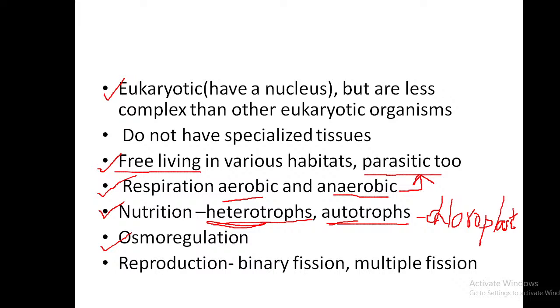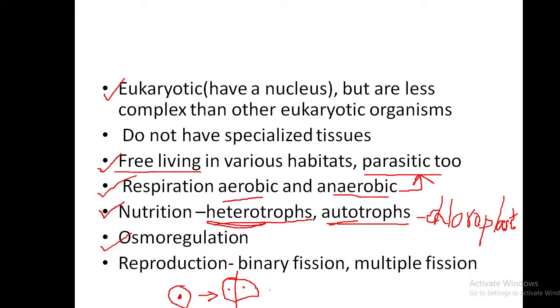Yes, most of the protists reproduce by binary fission. In binary fission the cell will undergo division. If this is a cell, this is the parental cell and you have a nucleus. It is a single cell. In this, a cleavage occurs and it will divide like this. Dividing like this, it becomes two cells. This is known as binary fission.